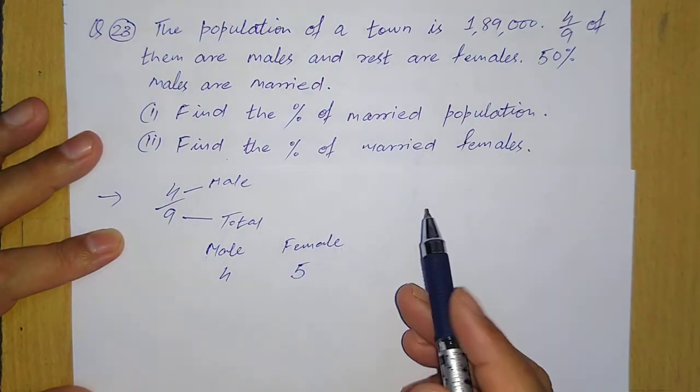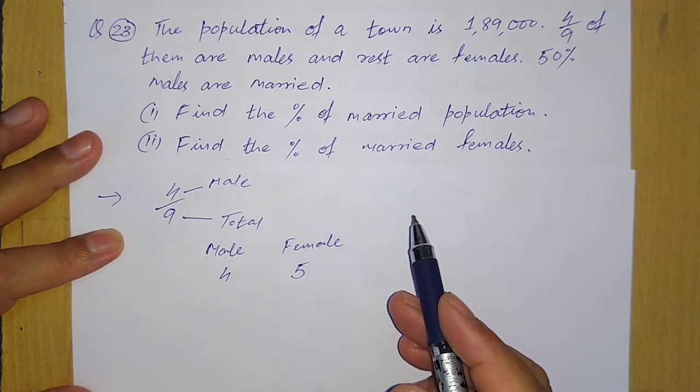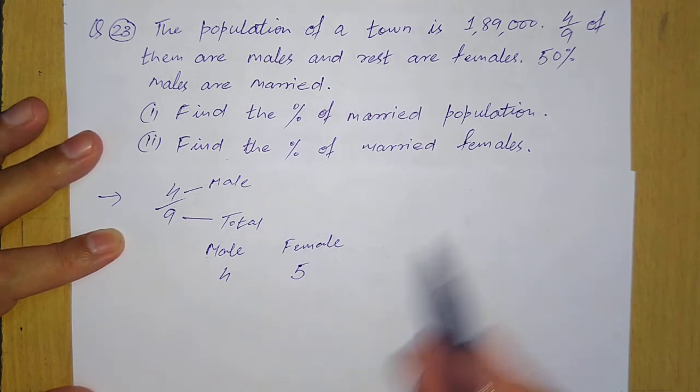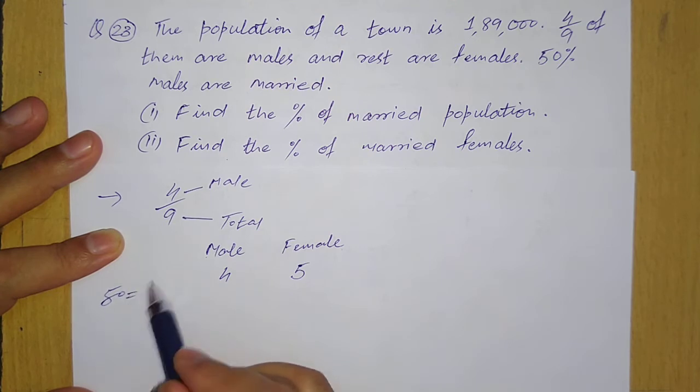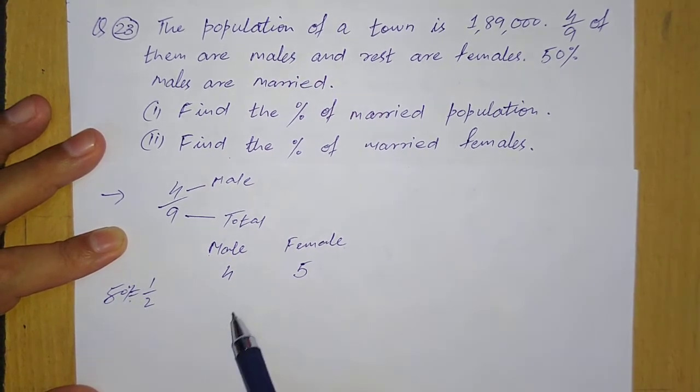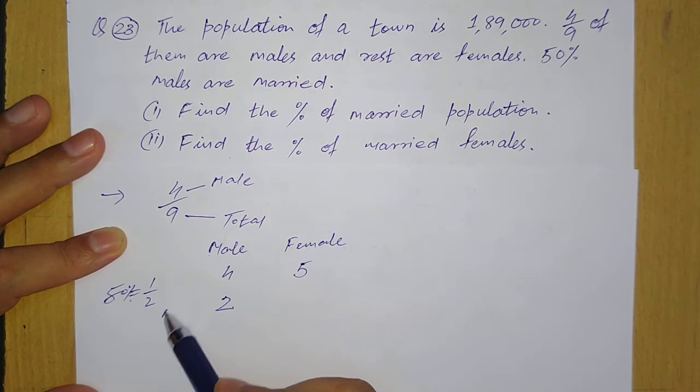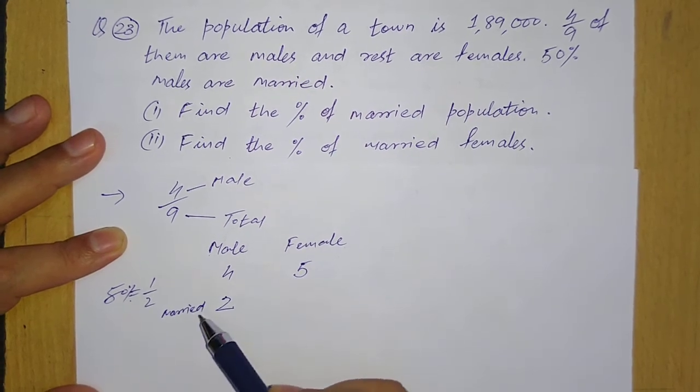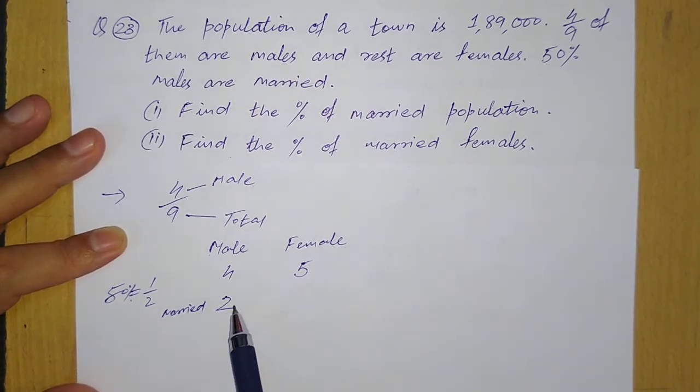Now in this question it says 50% males are married. 50% means half. So out of 4, 2 are married. Half of 4 is 2. So 2 are married. Now if 2 males are married, they will have 2 wives. 2 persons are male, so they will obviously have 2 wives. So 2 are married.